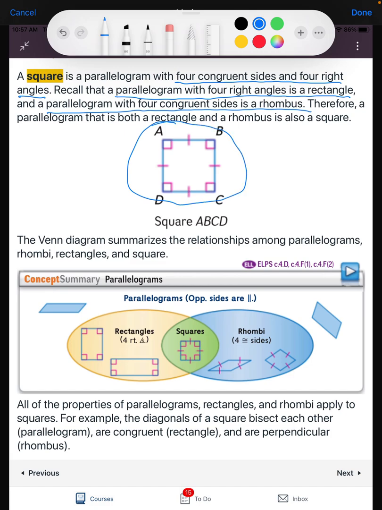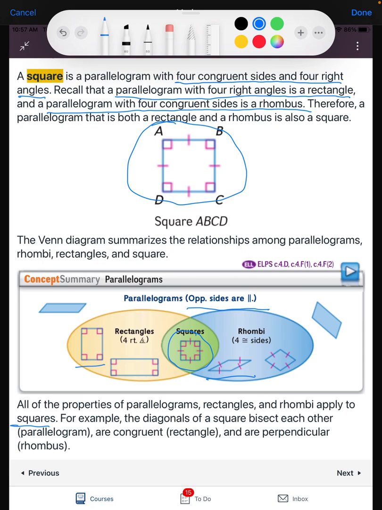So in the Venn diagram right here, let's look at the relationships among parallelograms, rhombi, rectangles, and a square. So parallelograms, we know the opposite sides are parallel. If all 4 angles are right angles, it's a rectangle. If all 4 sides are equal, it's a rhombus. And if it has all 4 right angles and 4 sides equal to each other, then it's going to be a square. And all the properties of parallelograms, rectangles, and rhombi apply to squares.